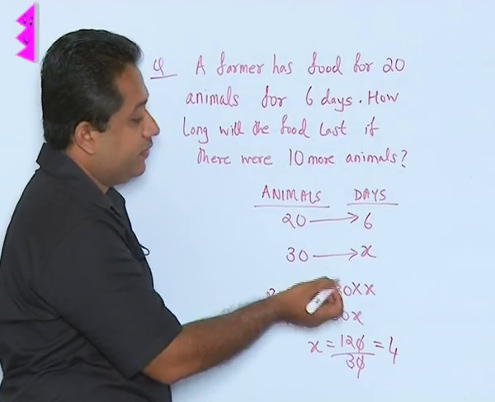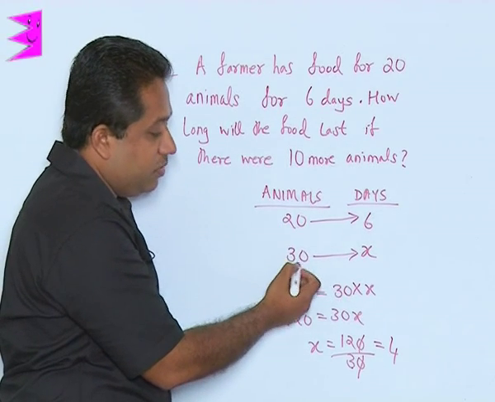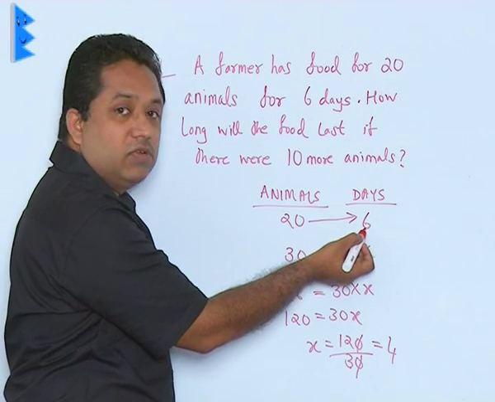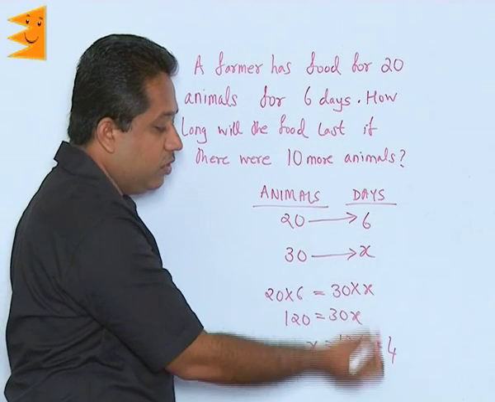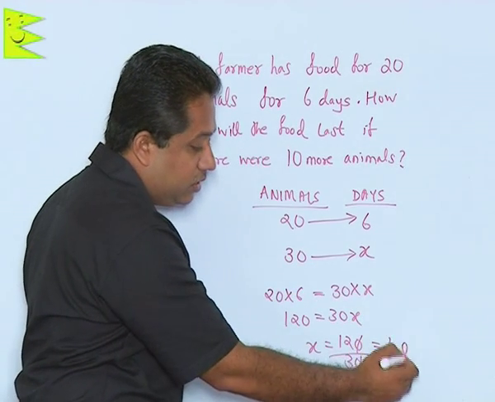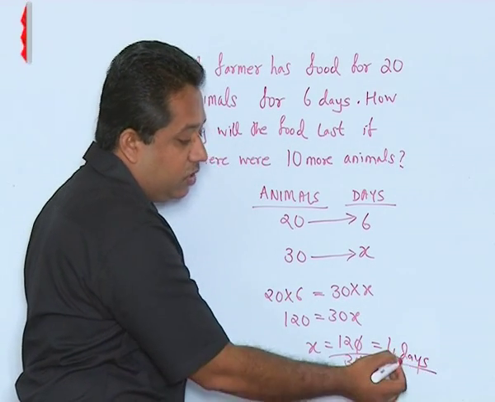So, what has happened is, the number of animals has now increased to 30. Earlier the food was lasting for 6 days. Now, the food is going to get over in 4 days. So, the answer to this question will be, the food will last only for 4 days.